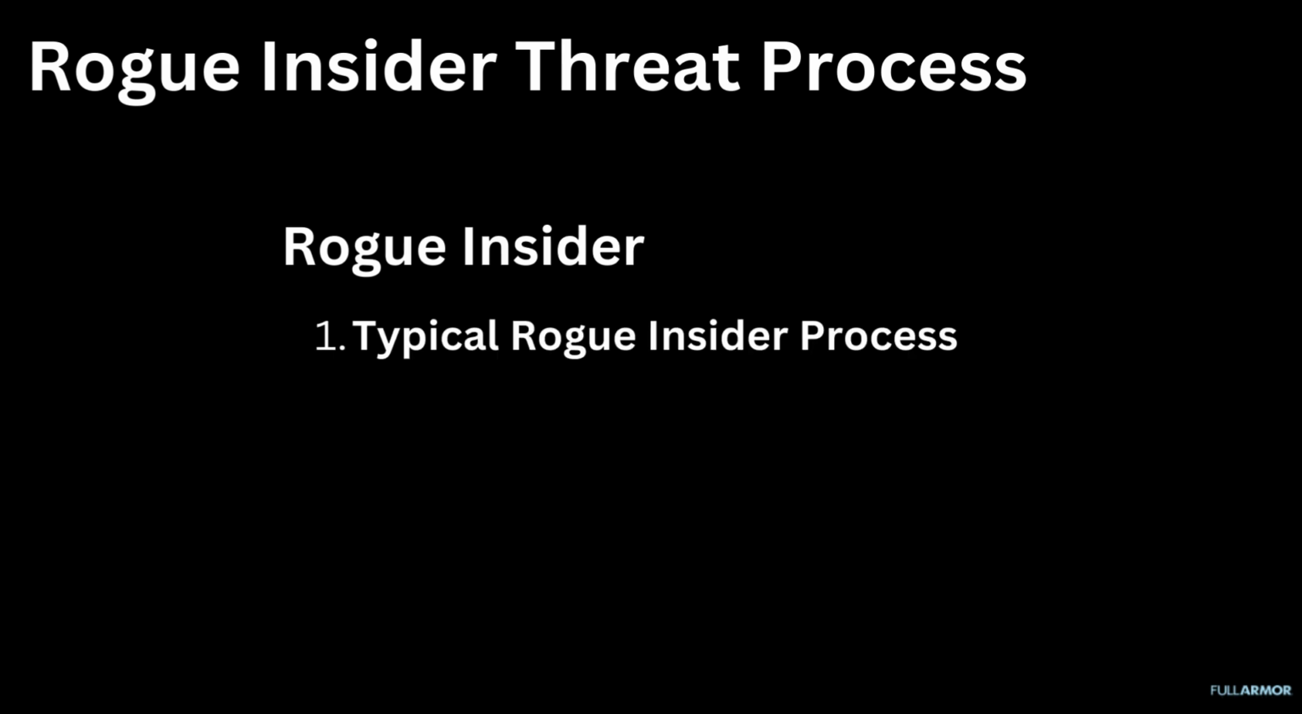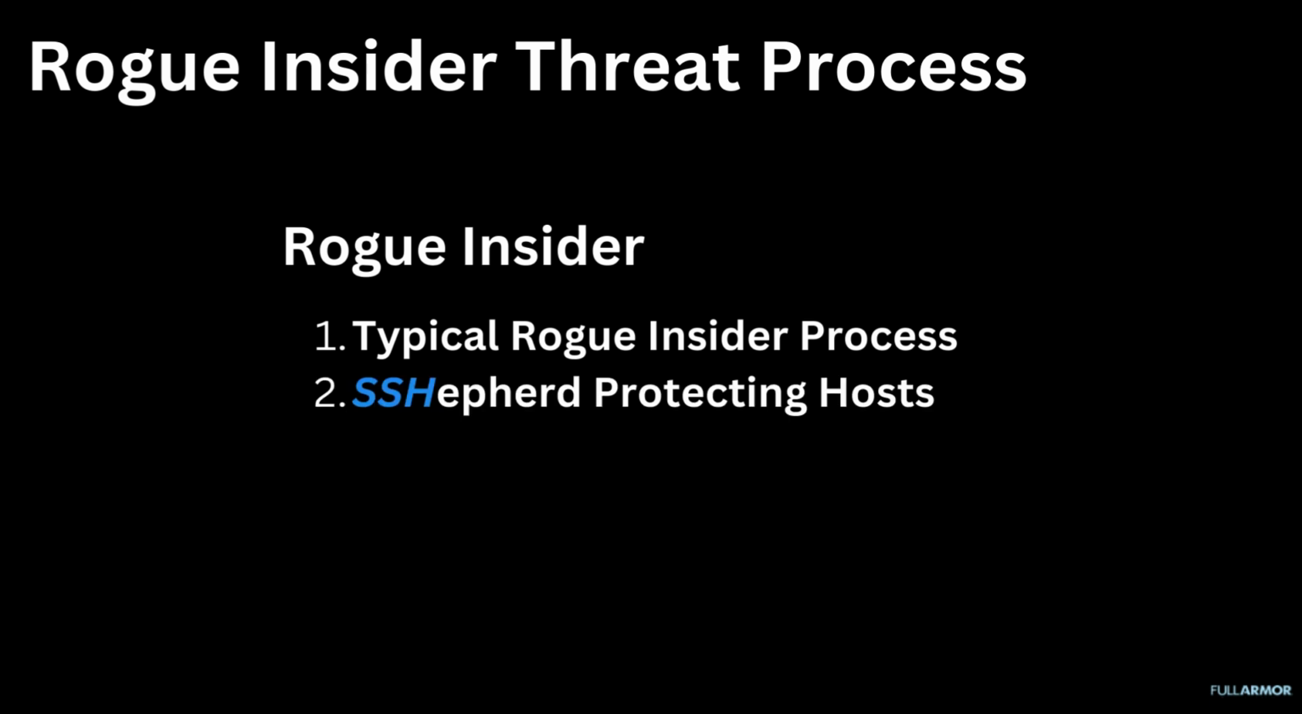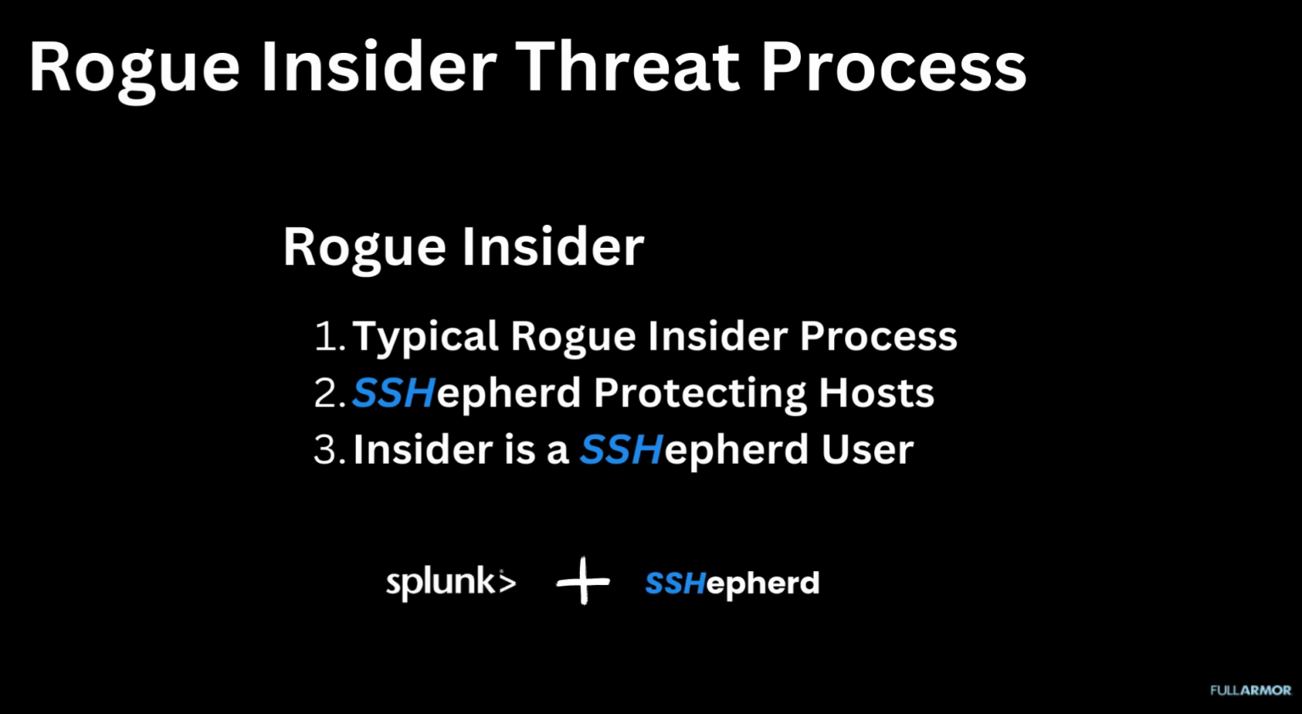Let's discuss the typical process that this insider will go through to penetrate the network. Then we'll show what happens when Shepherd is protecting the hosts. Finally, we'll see how, even if our rogue insider is a Shepherd user, we can stop the hacker in real time through integration with Splunk or a similar monitoring tool.